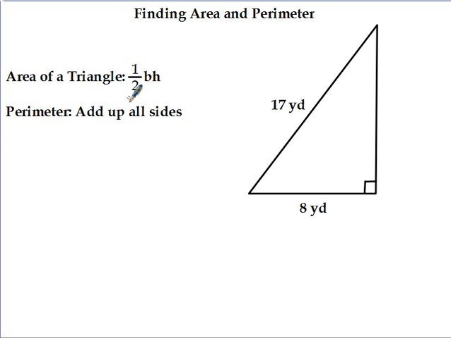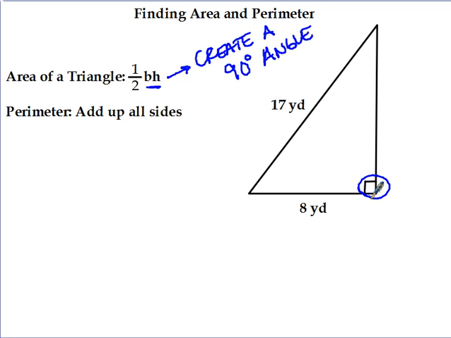And remember, base and height, they create a 90-degree angle. So we're looking for that little box right there. So this would be my base and this would be my height. Well, the problem is I don't have my height. So I have to use the Pythagorean theorem to figure that out.